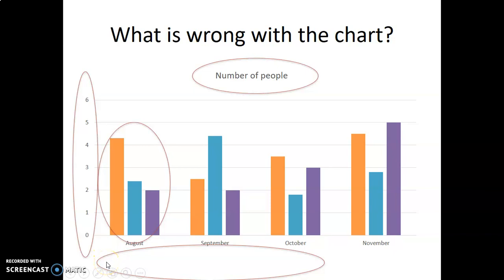A caption is something like figure 1 or graph 1, chart 1, and then a colon, and then the name of the chart, which shows specifically what the graph is about. All right.